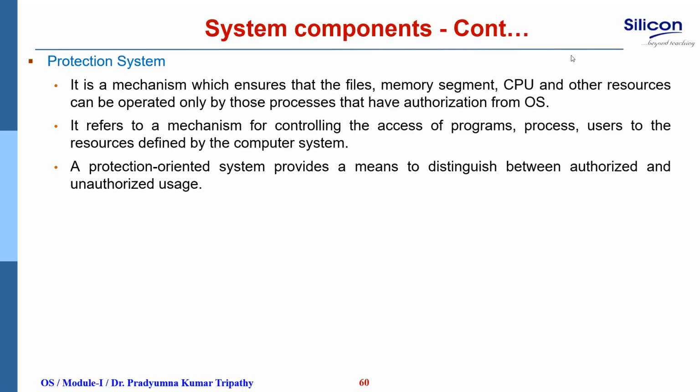The protection oriented system provides a means to distinguish between authorized and unauthorized users. Who is the authorized user? Who is the unauthorized user? If it is an unauthorized user, it should not give access and must give the appropriate warning message or error message.